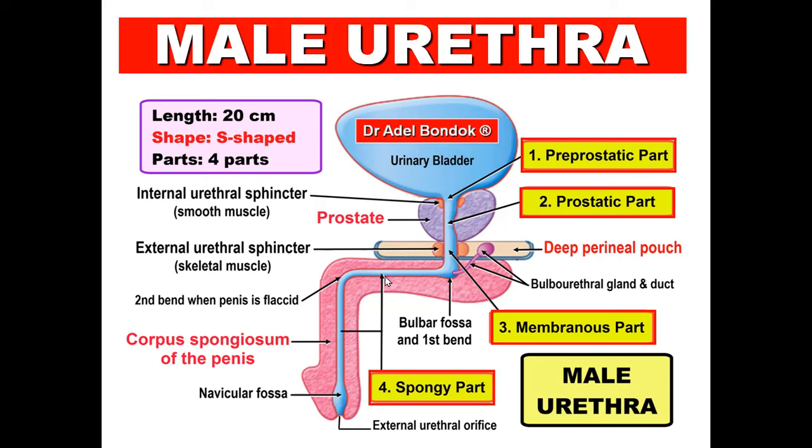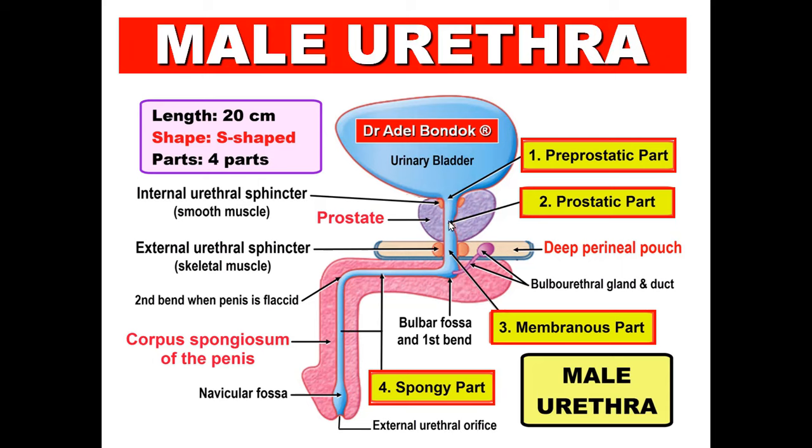This spongy part receives the opening of the bulbourethral glands. So the male urethra is 20 centimeters long. It is an S-shaped structure. It is divided into four parts: pre-prostatic part, prostatic part, membranous part, and spongy part. The pre-prostatic part is between the prostate and the neck of the urinary bladder, and it is surrounded by the internal urethral sphincter.